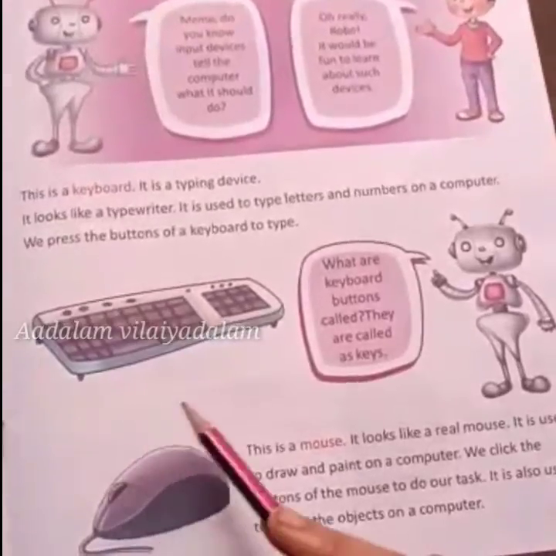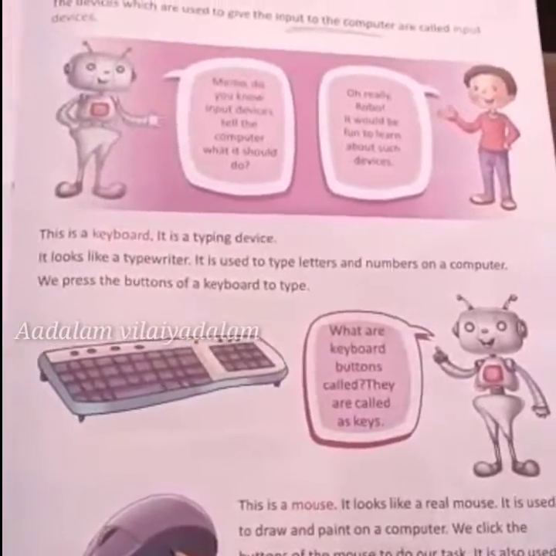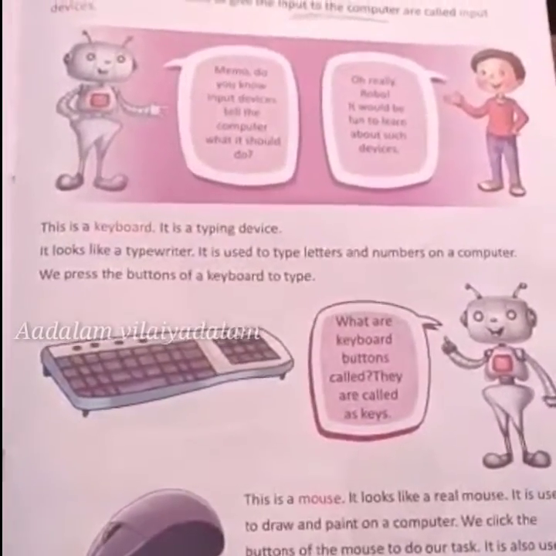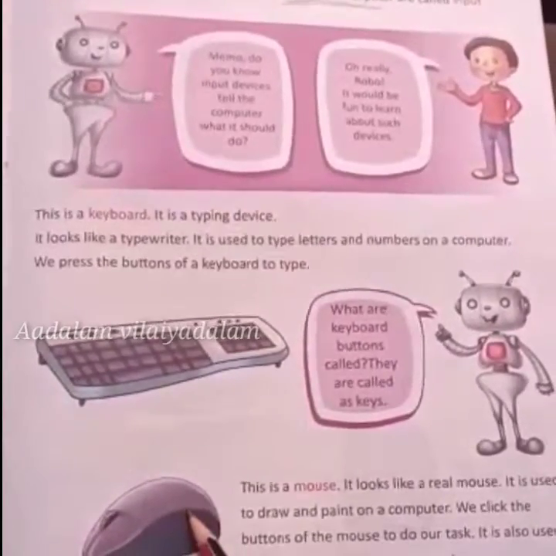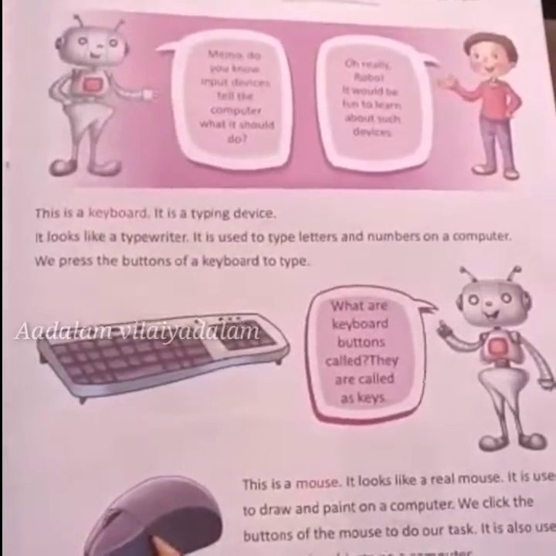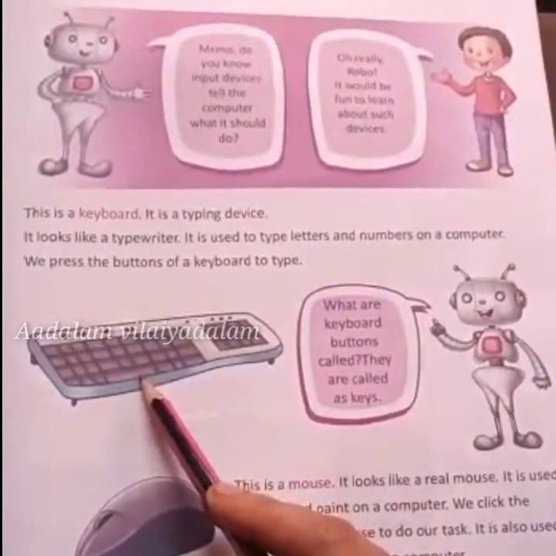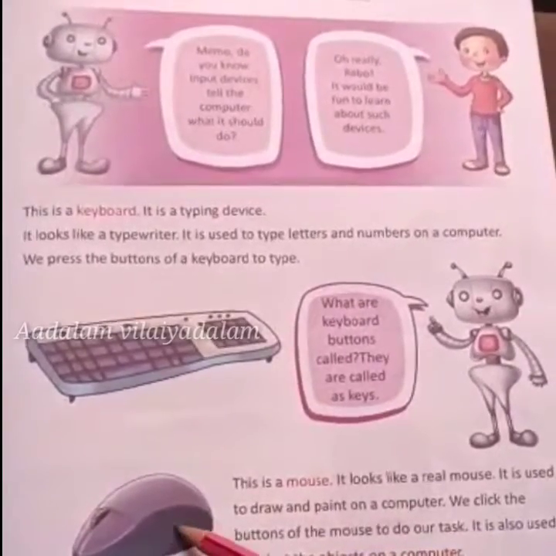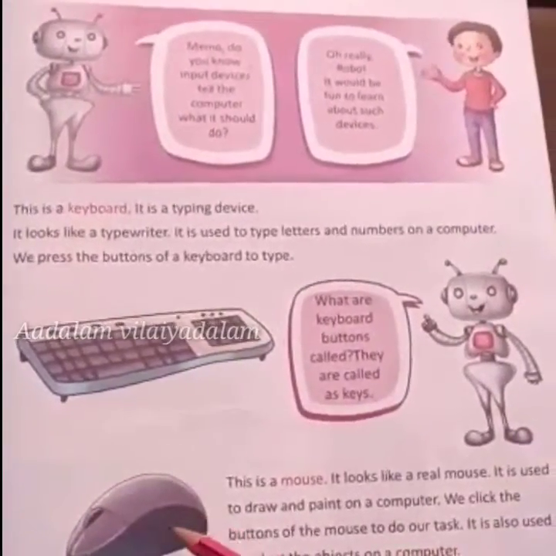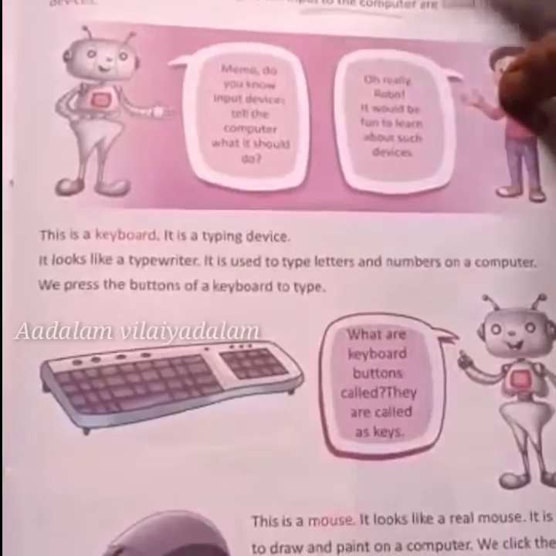Next, this is a mouse. Look at this picture. This mouse looks like our real mouse in our house. See here, this looks like a tail and this is like the body of the mouse. This is a clicking device. Keyboard is a typing device, mouse is a clicking device. Using this mouse we can point to the objects on the computer and then we can draw and paint on a computer.